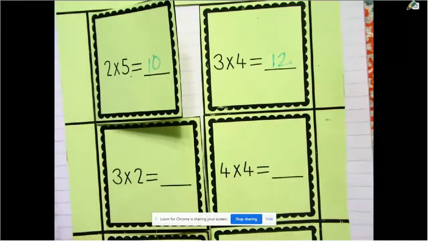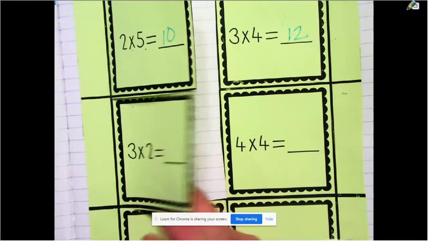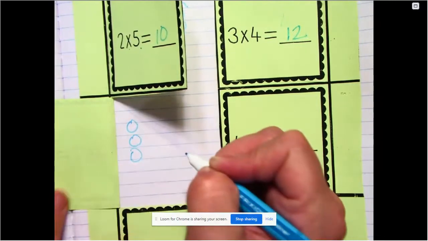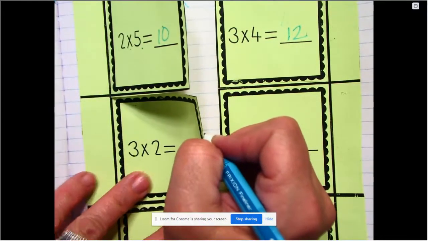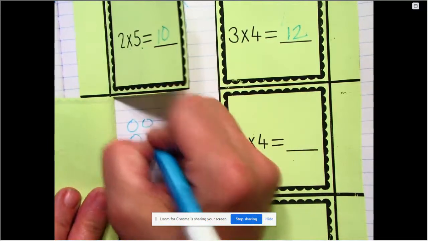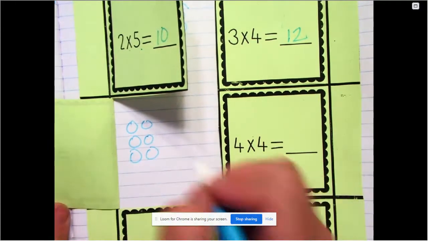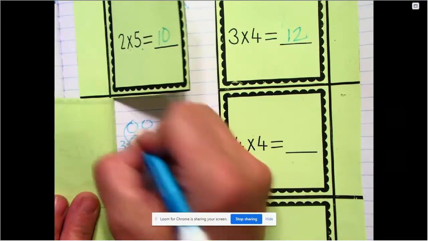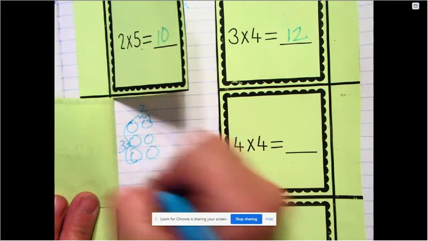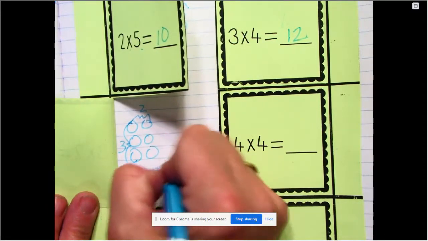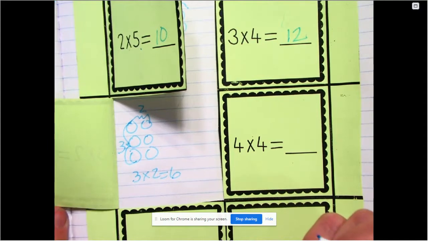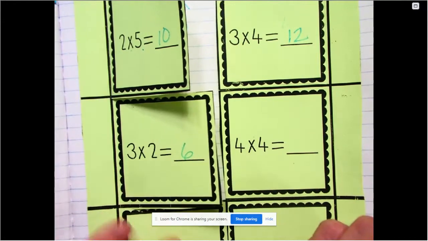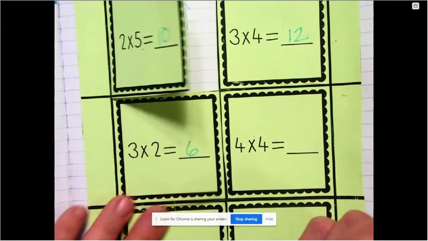Now we're on to 3 groups of 2 equals what? We need to do 3 rows. 1, 2, 3. Now we're 3 groups of 2. We need 2 here, 2 here, 2 here. Okay. 3 groups of 2. 3 groups of 2 equals 6. Okay. Go ahead and pause if you need to. Come back when you're ready.